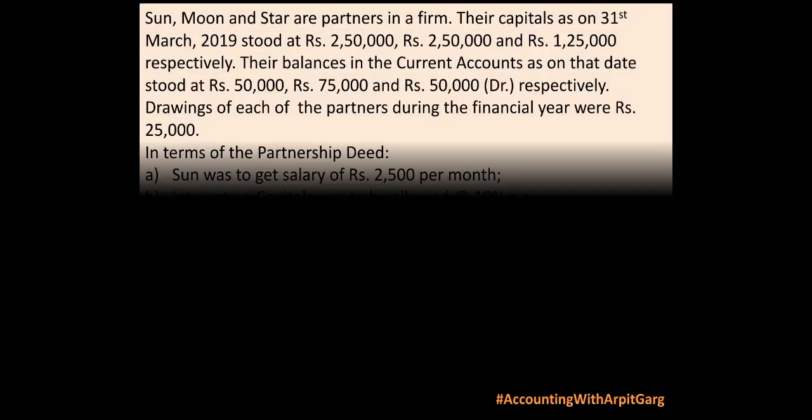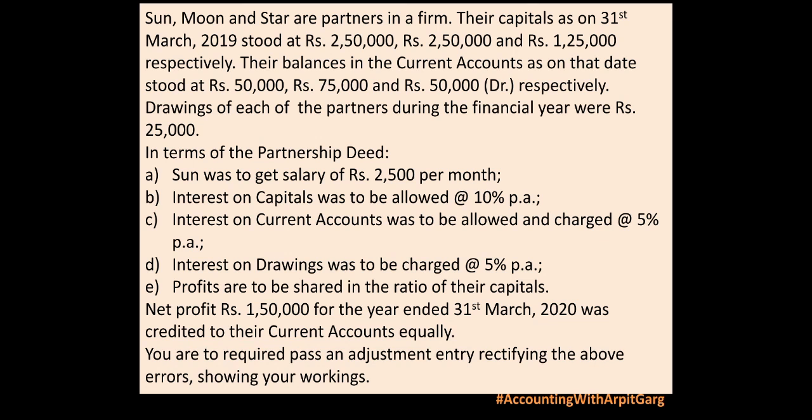So let's begin. Please pause the video and write this question. Done? Okay, let's read it at once. Sun, Moon and Star are partners in a firm. Their capitals as on 31st March 2019 stood at ₹2,50,000, ₹2,50,000 and ₹1,25,000 respectively. Their balances in the current accounts as on that date stood at ₹50,000, ₹75,000 and ₹50,000 debit respectively. Drawings of each partner during the financial year were ₹25,000.